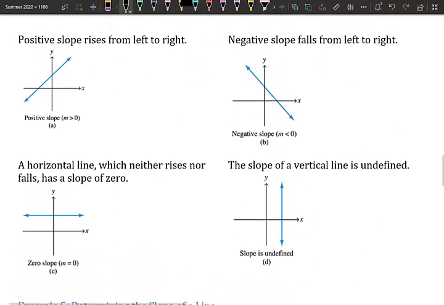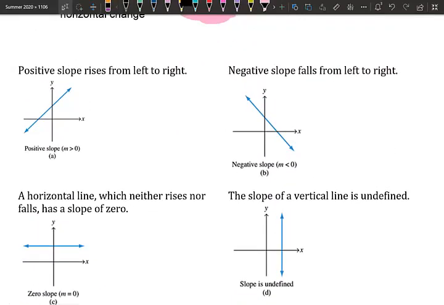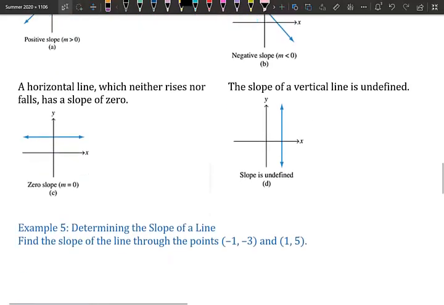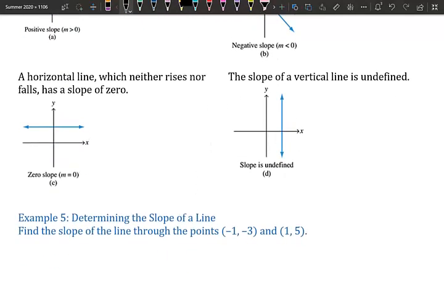Positive slope rises from left to right. Negative slope falls from left to right. So positive, do you notice we climb up because it's positive? And when it's negative, do you notice we go down because it's negative? A horizontal line, which neither rises nor falls, has a slope of 0. That's also known as y equals any number. Because you see how it goes through the y-axis? It cuts through the y-axis. That's why it's y equals.